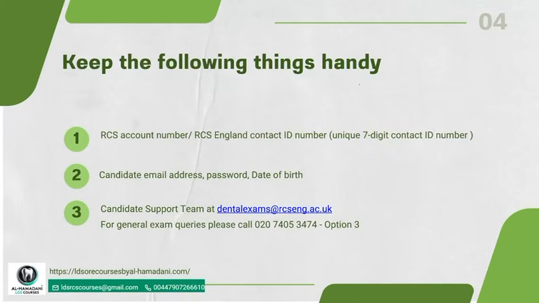Keep the following things handy. So the first one is RCS account number or RCS England contact ID number, which is a unique 7-digit contact ID number. Keep that really handy before you start with the booking. Candidate email address, password, date of birth, candidate support team at dentalexams@rcsengland.ac.uk. Okay. So in case there's any problem, you can either email them or you can give them a call on this number, extension number option 3.